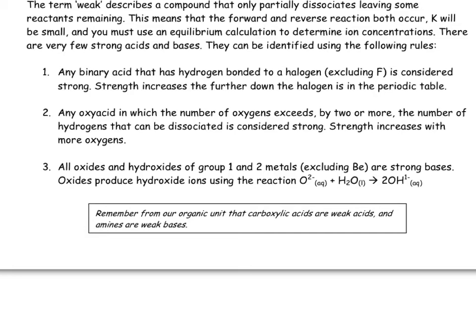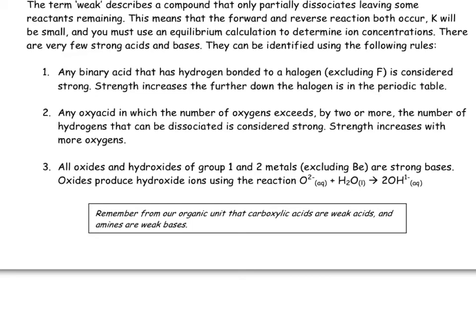Rule number 2. An oxyacid is when hydrogens are added to polyatomic ions. Any oxyacid in which the number of oxygens exceeds by 2 or more the number of hydrogens that can be dissociated is considered strong. Strength increases with more oxygens.